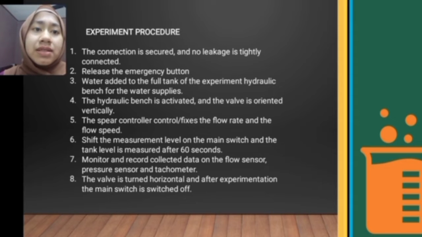Number five is the speed controller. Control or fix the flow rate and the flow speed, and then shift the measurement level on the main switch. The tank level is measured after 60 seconds, and then monitor and record the collected data on the flow sensor, pressure sensor, and tachometer. Lastly, the valve is turned horizontal, and after experimentation, the main switch is switched off.